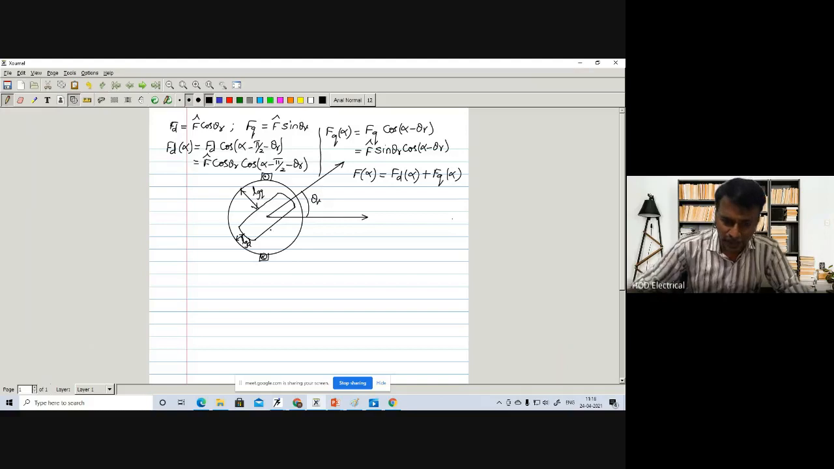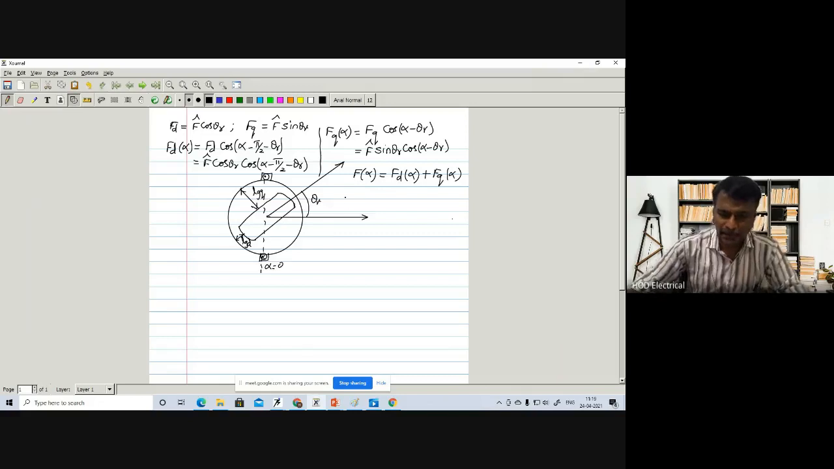Where this alpha will start from here. Already we know alpha will start from here: alpha equal to 0, then 180, then 360, and it will repeat. So F alpha, the circumferential angle, is equal to FD of alpha plus FQ of alpha.